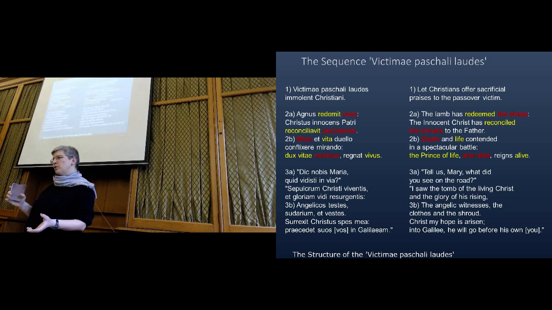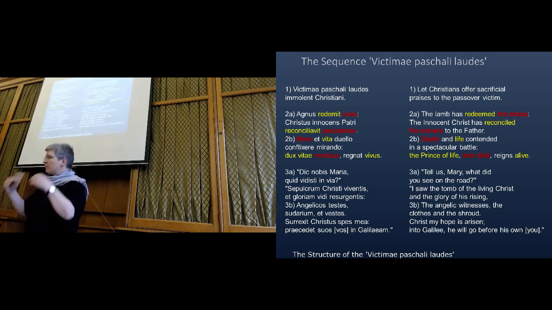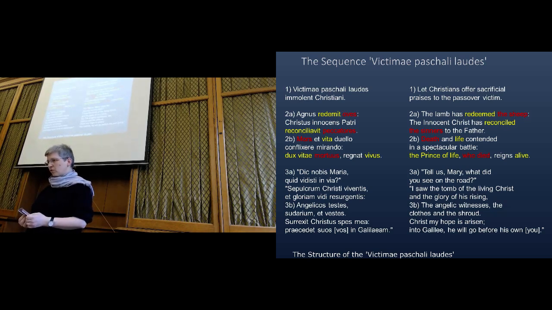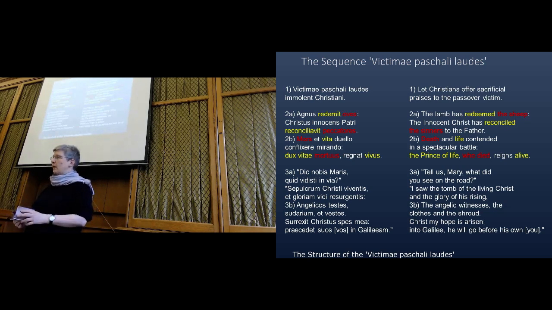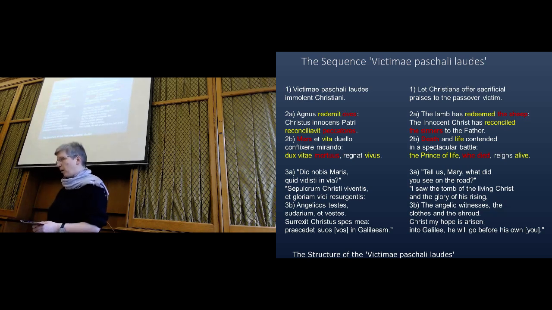So you'll hear it in the music that there is a fight going on, mors et vita duello conflixere mirando, so that the Prince of Life, who was dead, now reigns as the living. And this is very typical for the sequence structure. So a programmatic opening, you have the same in the Laudes Salvatori. You have it picked up in the German form of the Laich. I don't know whether you've done Walther von der Vogelweide, who writes a programmatic Laich that also talks about the redemption of mankind. So it's the big themes that are dealt with in this very ceremonial, celebratory form of the sequence.